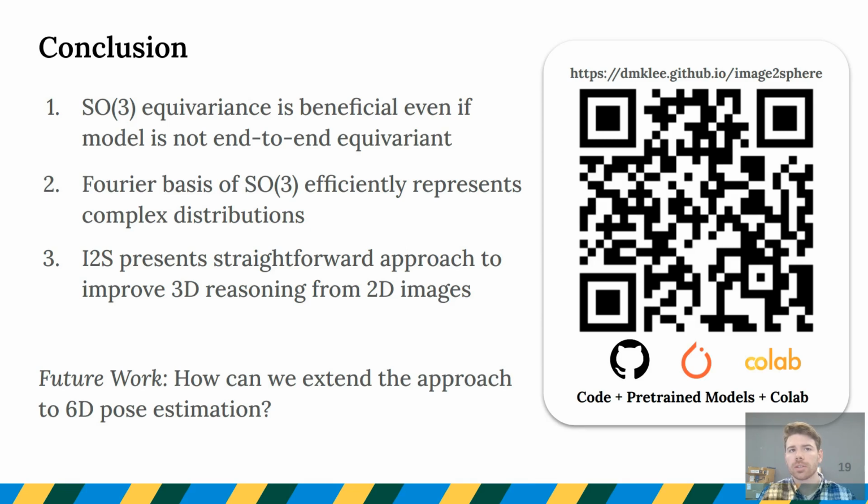To conclude, the success of our method, Image to Sphere, suggests that SO3 equivariance is beneficial even if the model is not end-to-end equivariant. We find that the Fourier basis of SO3 can efficiently represent complex distributions. We hope that our approach can be adapted to other applications where 3D reasoning from 2D inputs is desired. In future work, we plan to extend the approach to 6D pose estimation using the SE3 group.